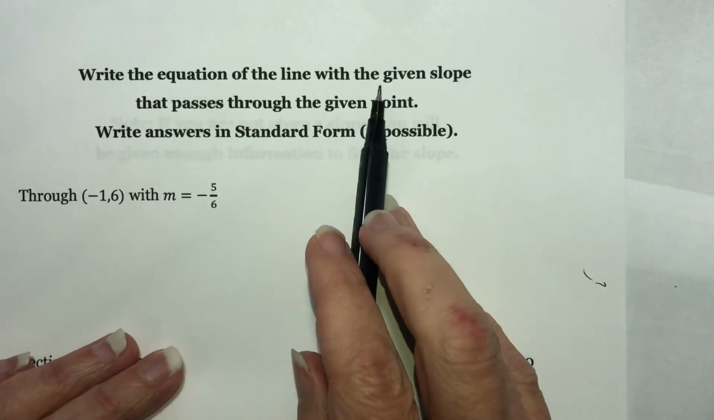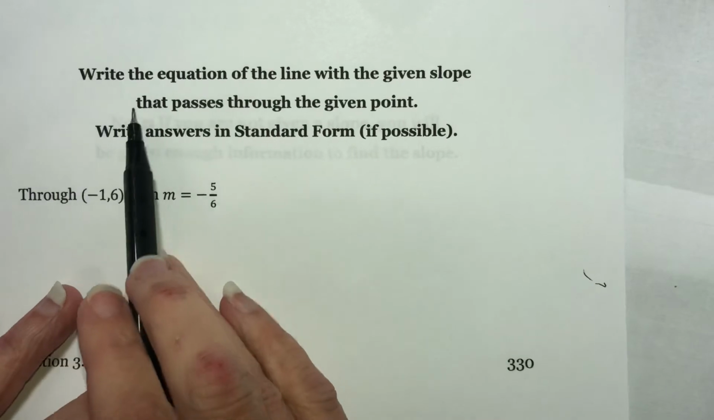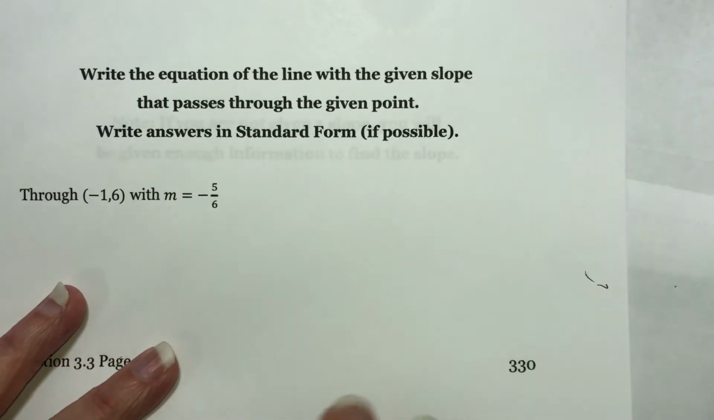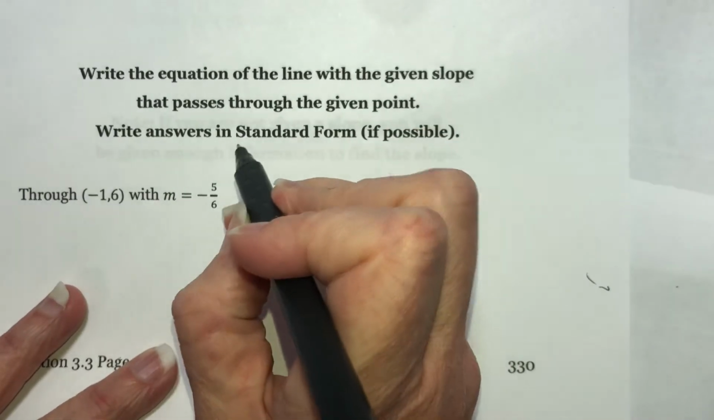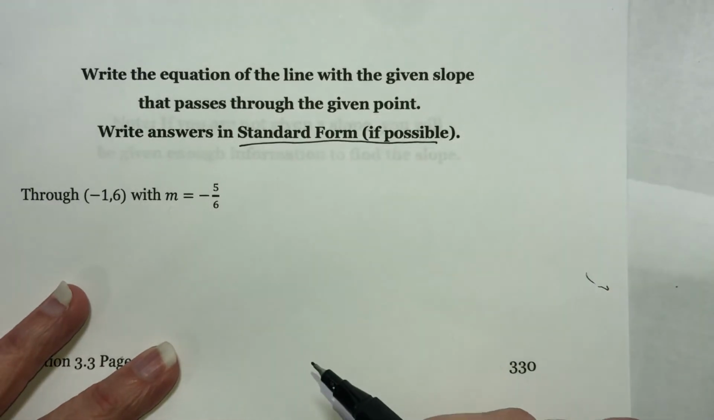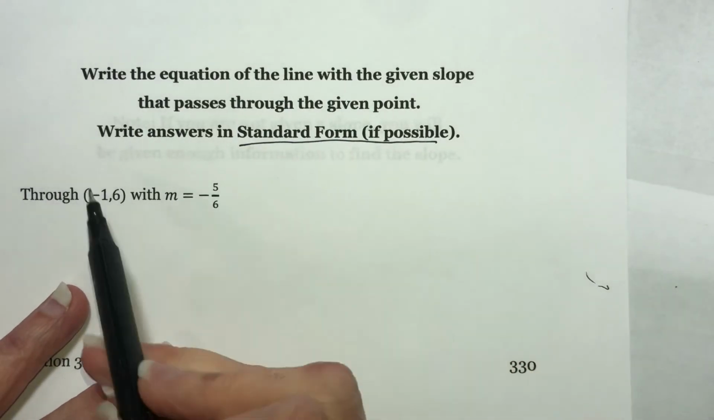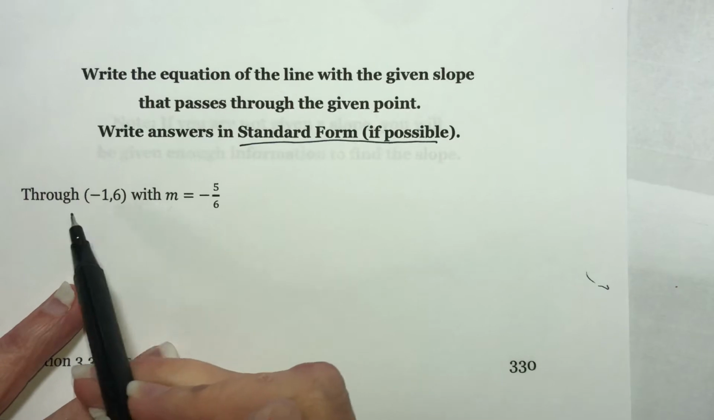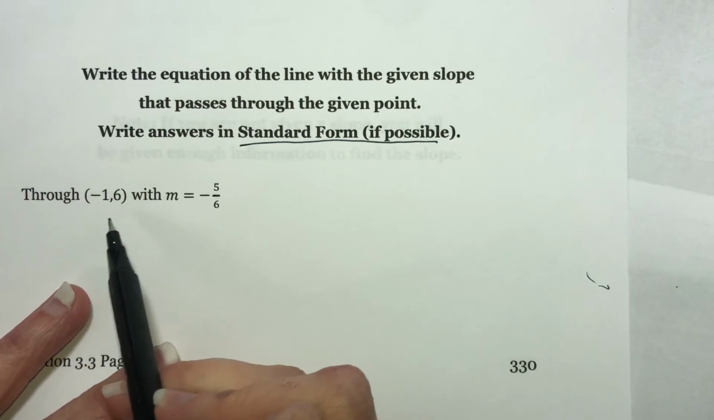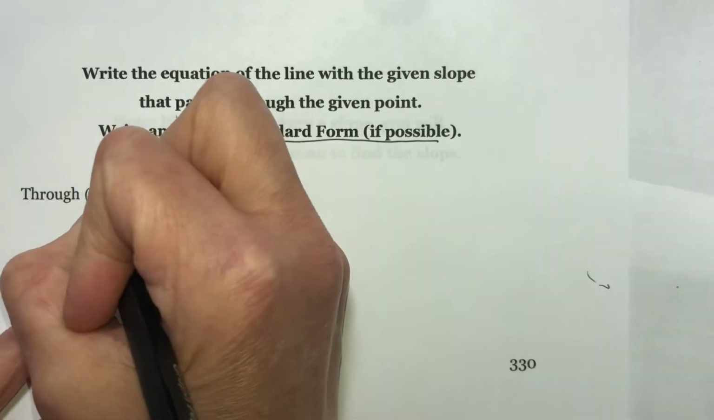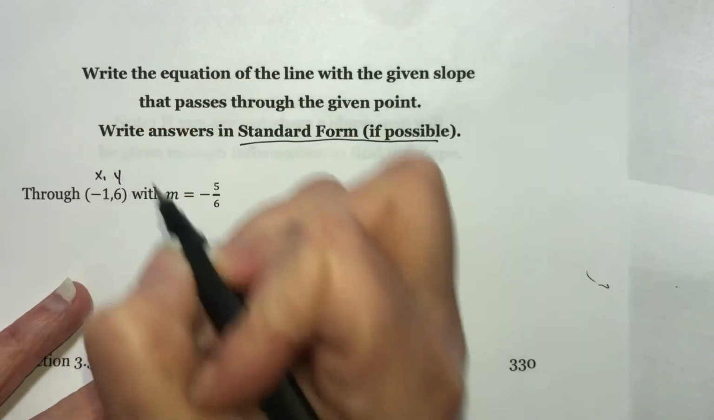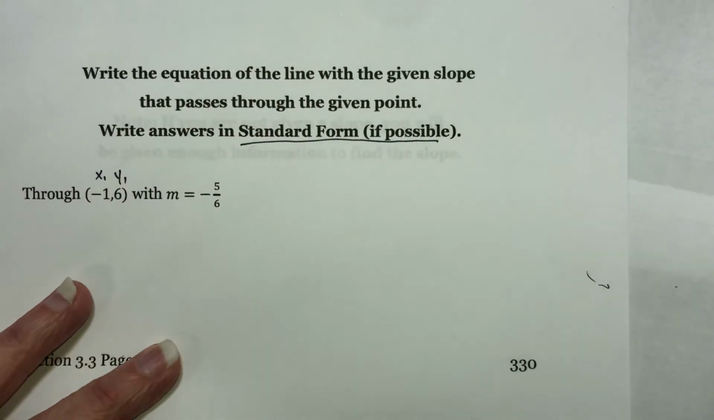Write the equation of the line with the given slope that passes through the given point. Write answers in standard form if possible. Okay, so the point we are given this time is not an intercept, so we don't really have a choice. This is our x1, this is our y1, and we're going to plug it into the formula.